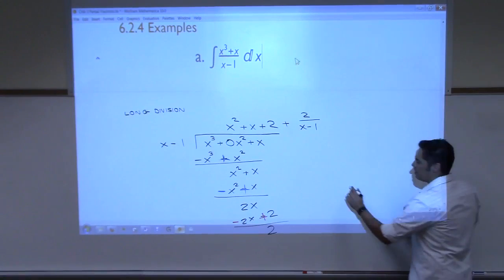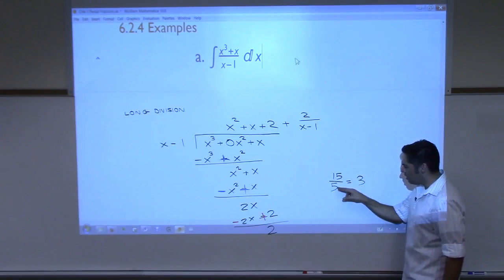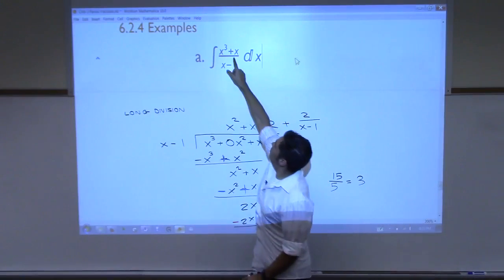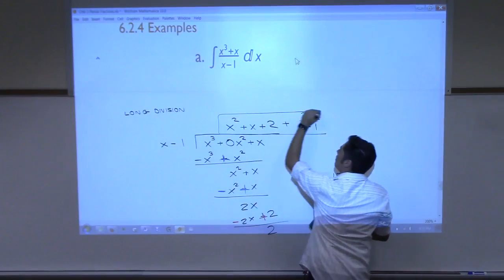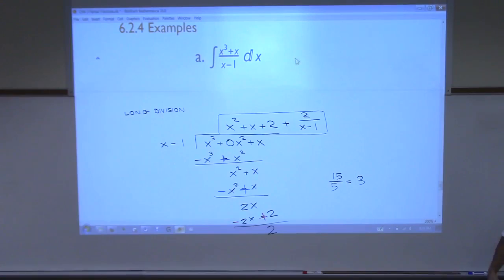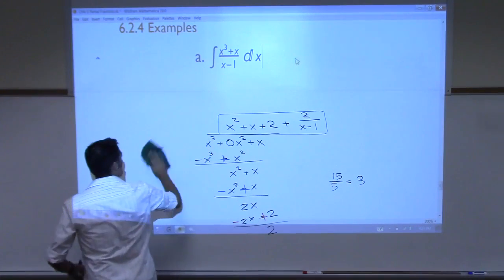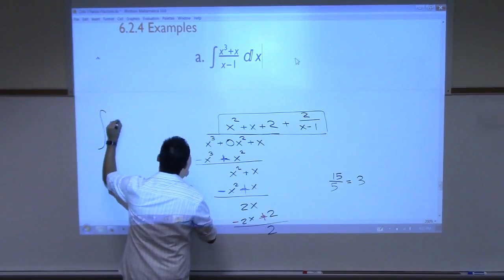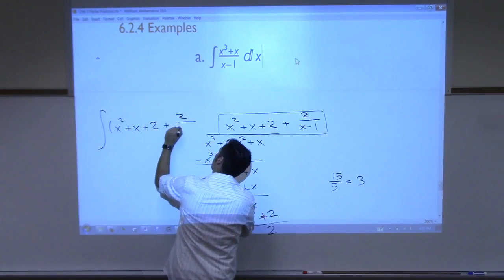So think about what we've done here. It's like when I say 15 over 5 is equal to 3, I'm saying that this expression is the same as this expression, right? So when I say this division turns out to be this, that means this expression is equivalent to that expression, right? So I'm going to rewrite this integral now. All that long division was to be able to do this. Rewrite it as x squared plus x plus 2 plus 2 times x minus 1.